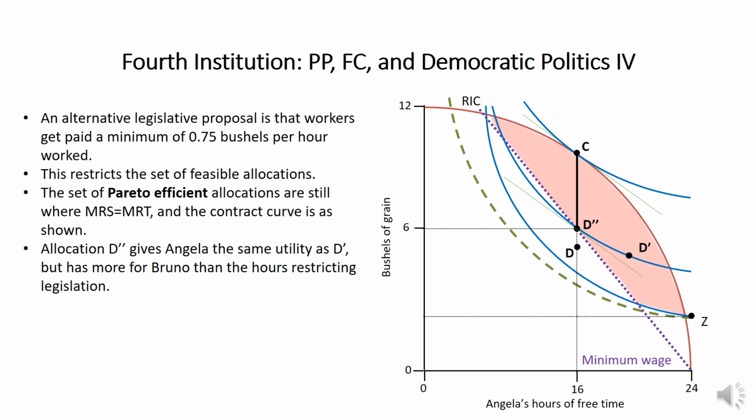And it does this by not imposing a restriction on the number of hours that Angela works. It just restricts the sort of minimum amount that she can be paid. And so any minimum wage, as long as it cuts through the original set of contract curve allocations, will lead to efficient bargaining to a Pareto efficient solution somewhere on that contract curve.